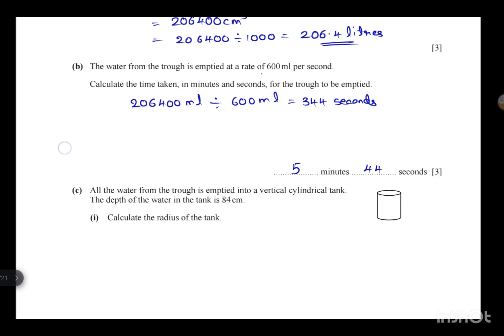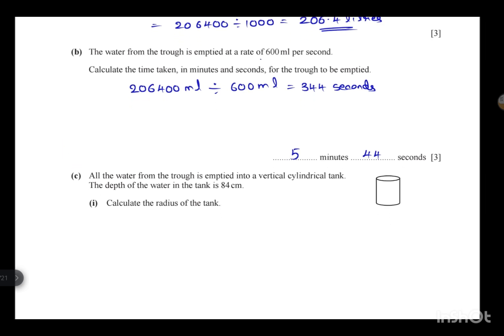Now C, let me write the next step also here. 344 divided by 60, we get 5 minutes 44 seconds. You can do this mentally also, because 300 divided by 60 will be 5 minutes, and the rest of the seconds will be the 44 seconds left.